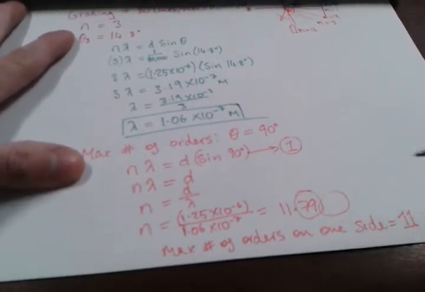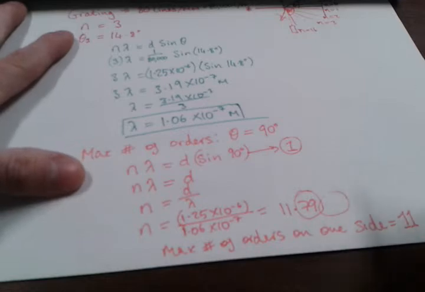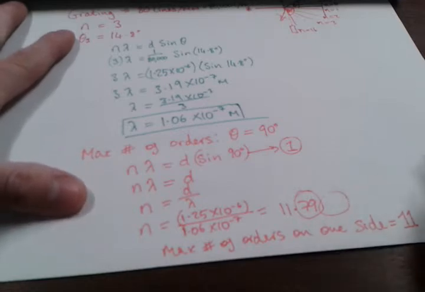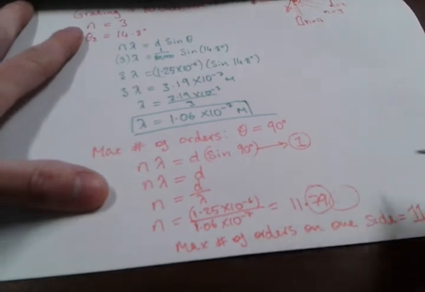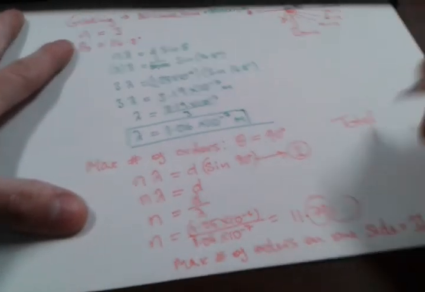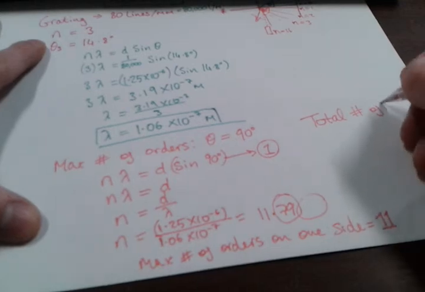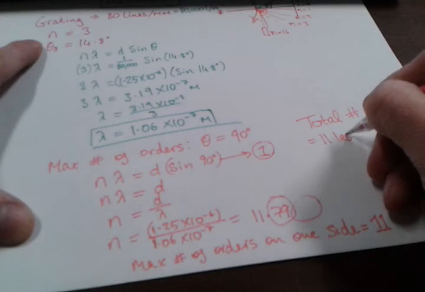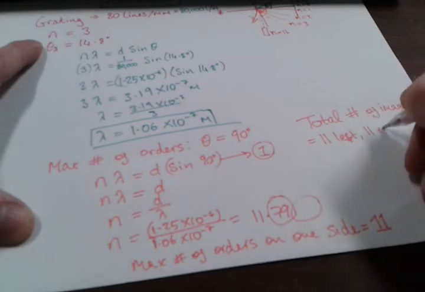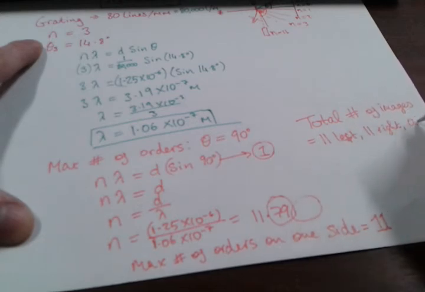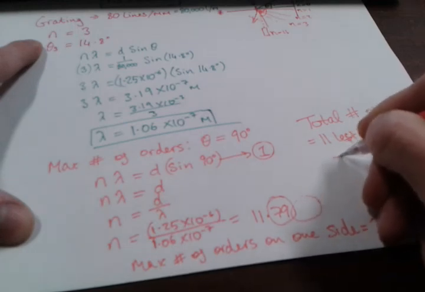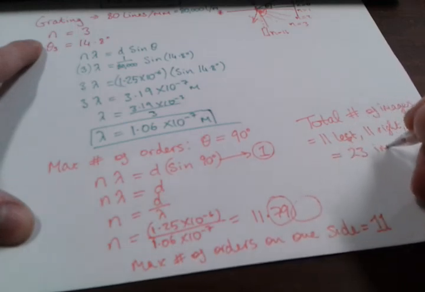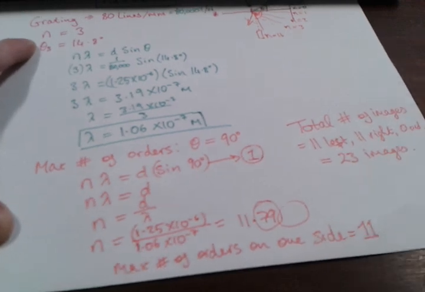So we can see 11 orders on one side. You can also see 11 orders on the other side. So you can see 22 images just from the diffraction or the interference pattern. And then you've also got the straight through. So that makes a total number of images. Total number of images equals 11 on the left, 11 on the right, and the 0 order. And that gives you 23 images. Okay, hope that helps.